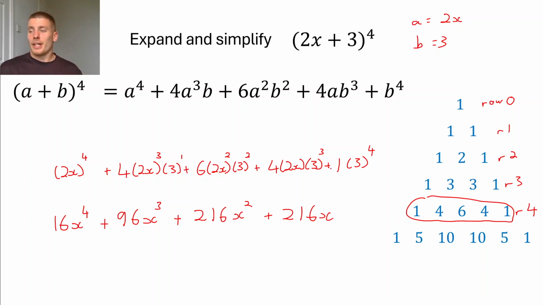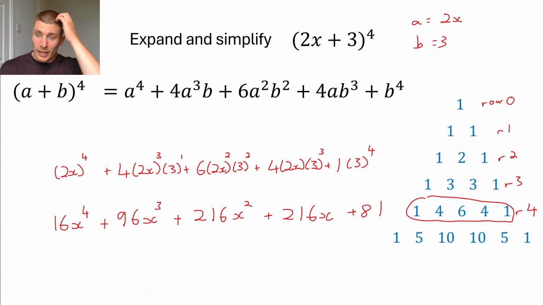Your last one is plus 1 times 3 to the power 4, which is 3 times 3 times 3 times 3, which is 81. So plus 81 on the end. And this is your answer. So you've used the idea of the binomial expansion to expand this up here, which is really beautiful. Because if you did this by hand, you know, timesing every bracket by itself, you'd be there for a long time, and it's really easy to make mistakes.